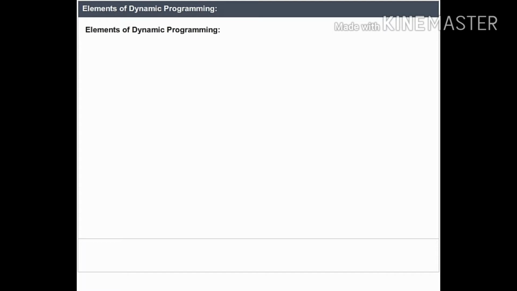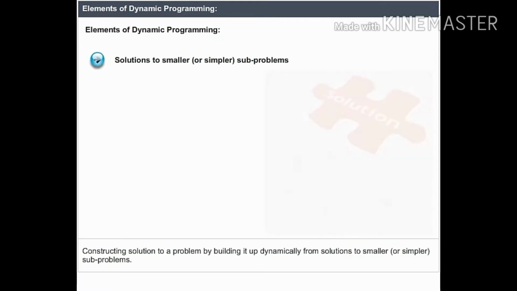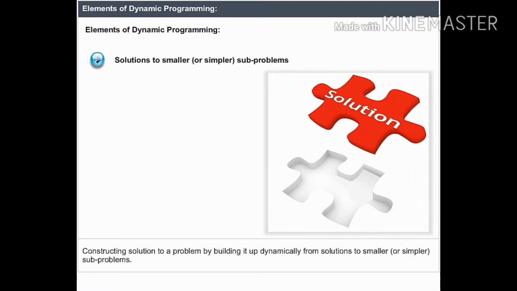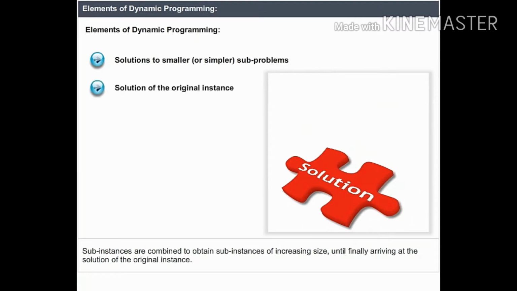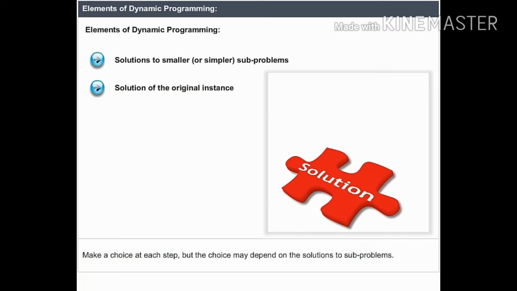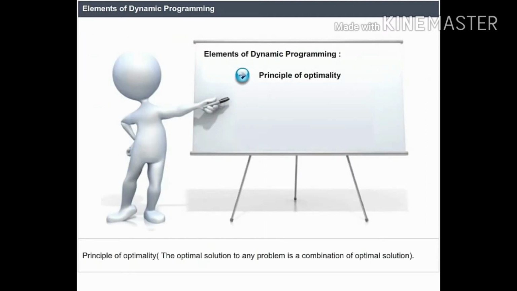Elements of dynamic programming. Constructing a solution to a problem by building it up dynamically from solutions to smaller or simpler sub-problems. Sub-instances are combined to obtain sub-instances of increasing size until finally arriving at the solution of the original instance. Make a choice at each step, but the choice may depend on the solutions to sub-problems. Principle of optimality: the optimal solution to any problem is a combination of optimal solutions. Memoization for overlapping sub-problems.